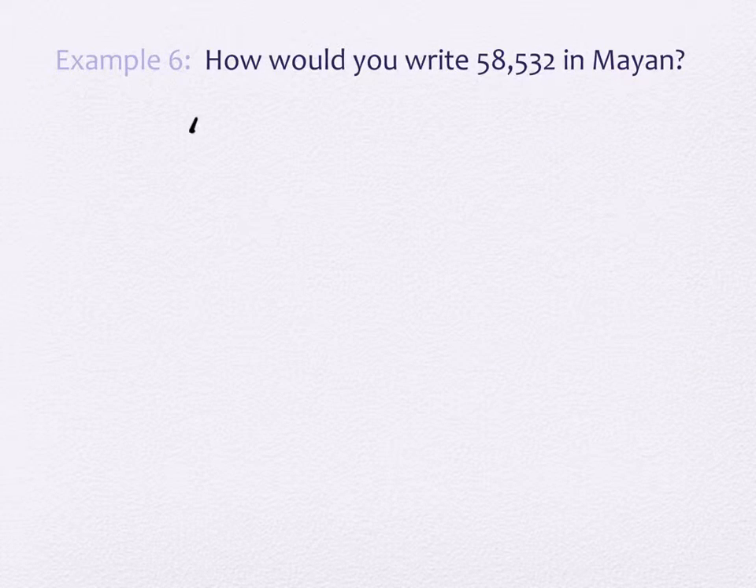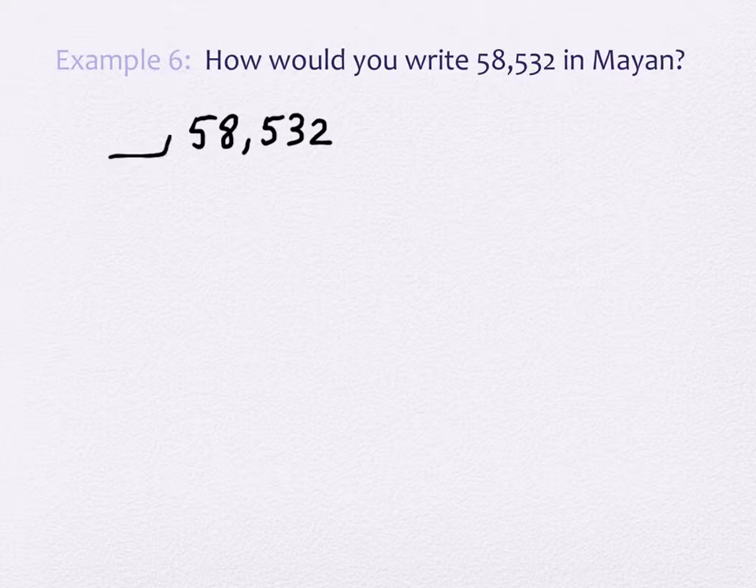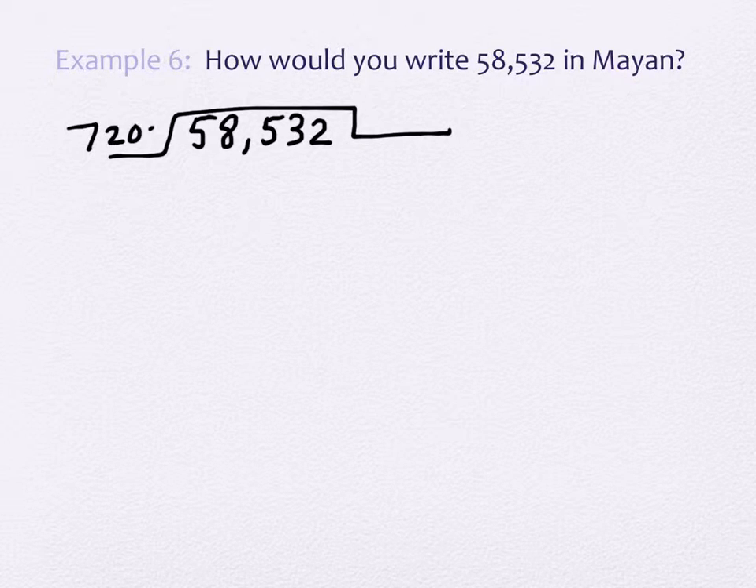58,532? The 7,200. So we're going to take the 58,532 and we're going to divide it by 7,200. And you're going to use your calculator. I know it's always been your best friend, but it's your new best friend too. You're going to like using it. All right, so take 58,532, divide by 7,200, and tell me what you get for the whole number part first.